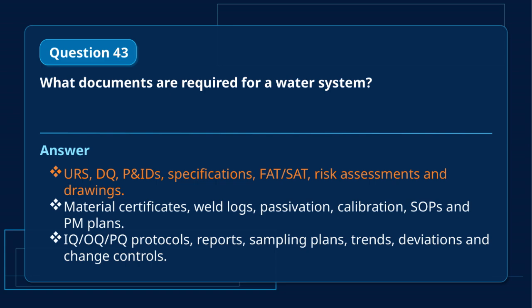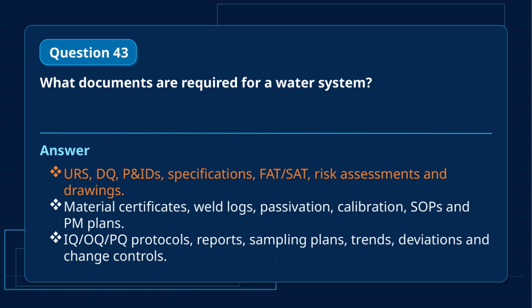Then there are the piping and instrumentation diagrams, specifications, and the factory and site acceptance tests, which confirm the system works as expected before and after installation. Risk assessments and detailed drawings help us identify potential issues and understand the system layout thoroughly. Material certificates and weld logs provide traceability and quality assurance for construction materials. Passivation records, calibration certificates, and standard operating procedures are essential for maintaining system integrity and operational consistency.